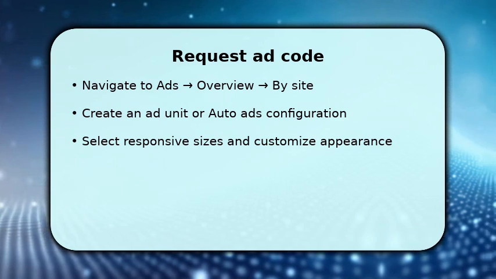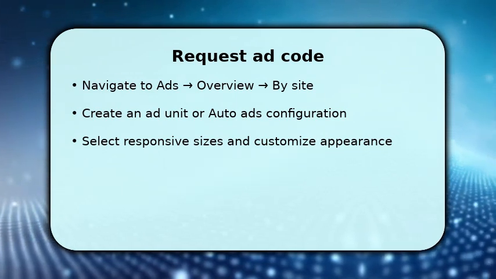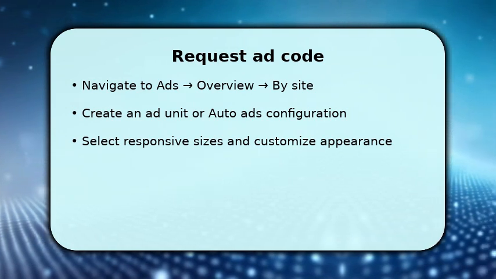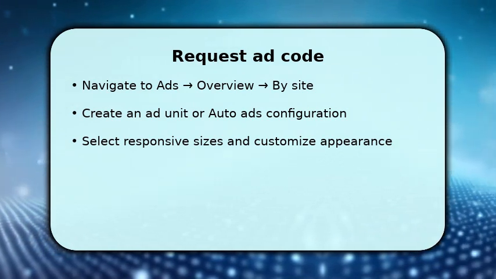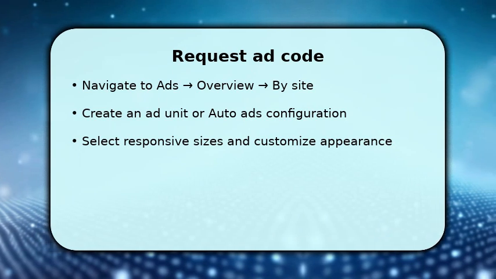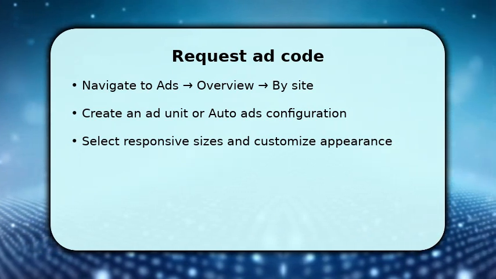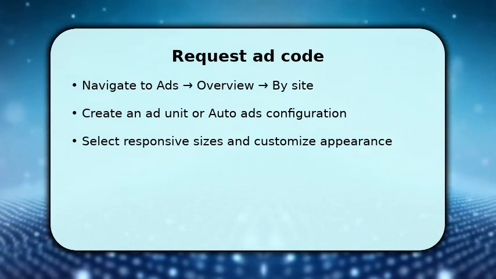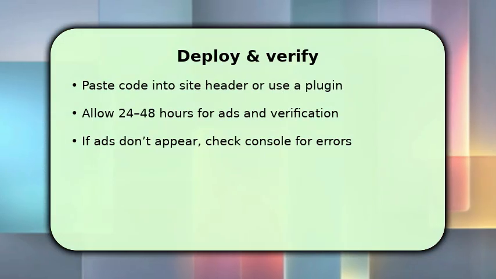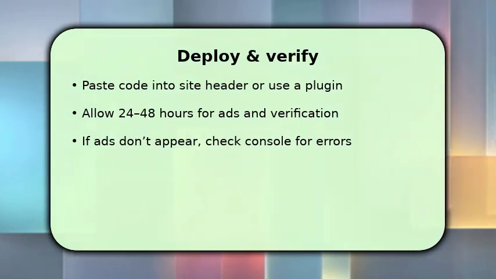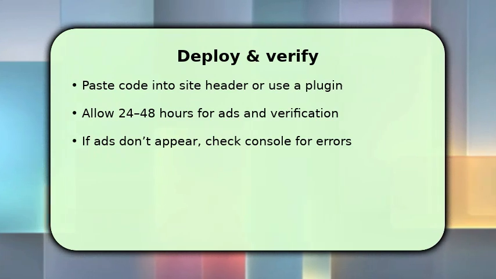Copy it exactly. If you use a CMS like WordPress, paste it into the header via theme settings or a header plugin. Otherwise, add the snippet before the closing head tag of your HTML. Finally, deploy the code and confirm it's live. After adding the snippet, clear caches and load a few pages to check for ad placeholders.